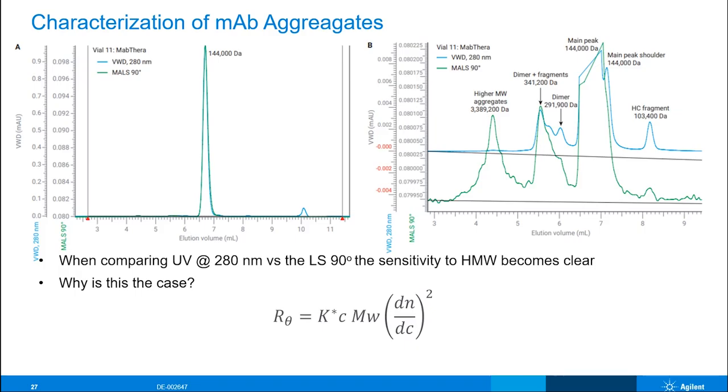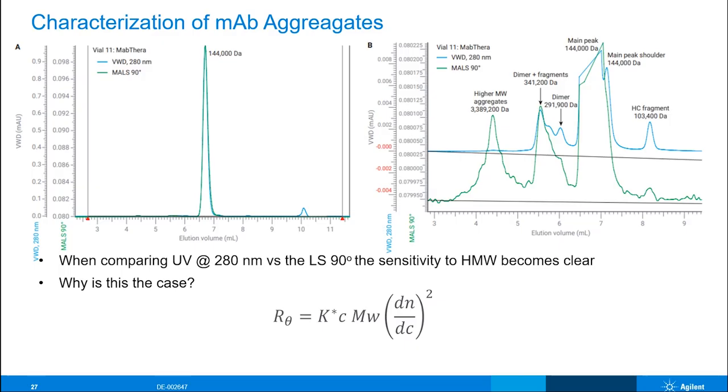And what you'll note is that, again, comparing the concentration signal in blue, which is the UV at 280 nanometers, and the light scattering detector at 90 degrees, is that we have a much higher response to these high order aggregates from the light scattering detector than we do the concentration detector. And this allows us to screen for really low concentration, high molecular weight aggregates in biological samples.